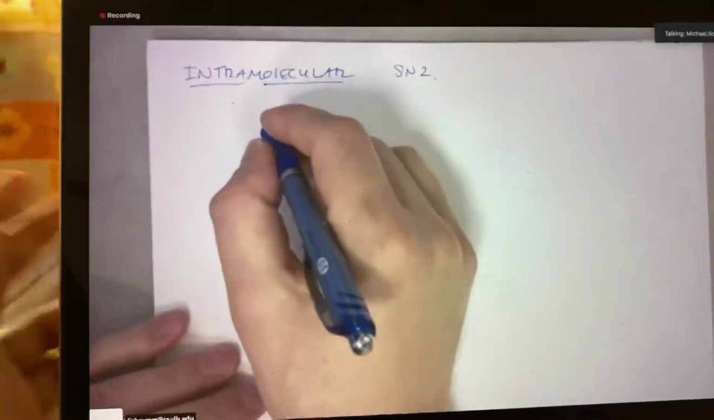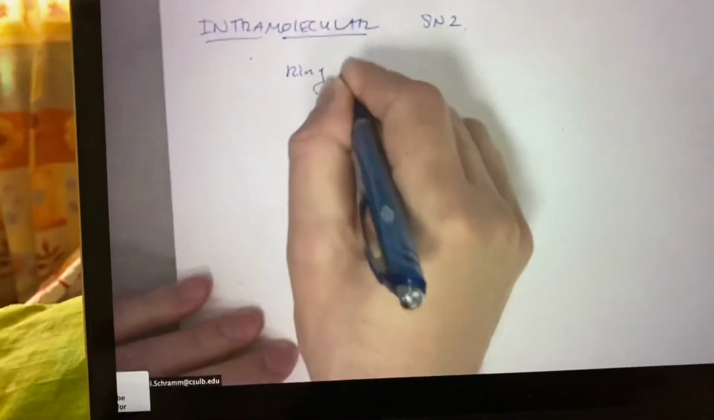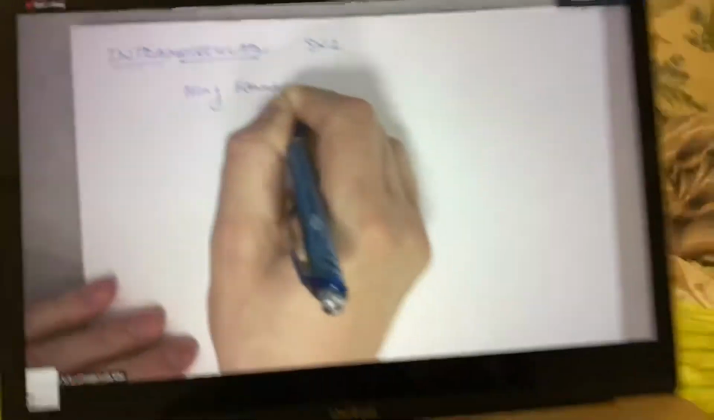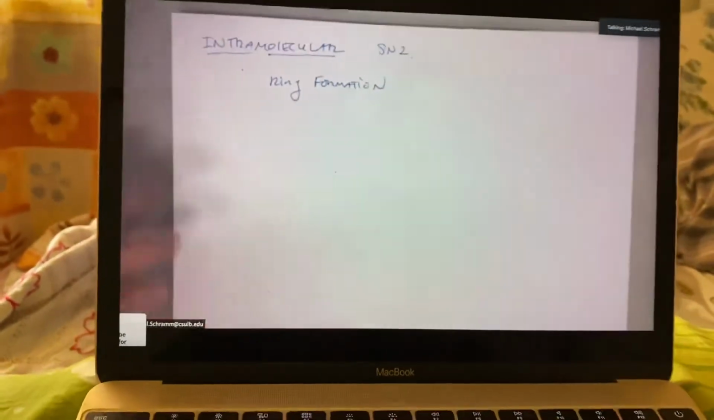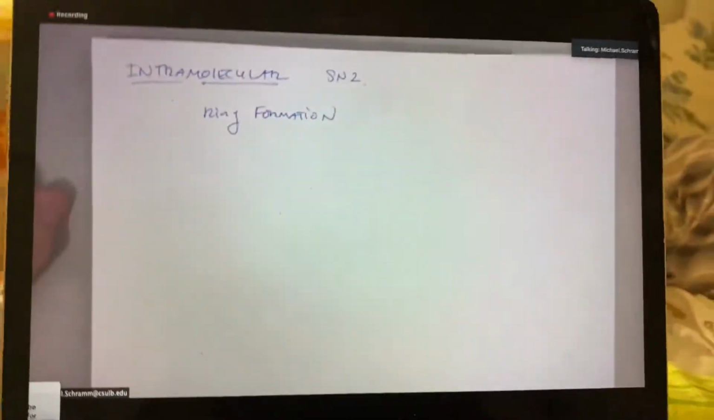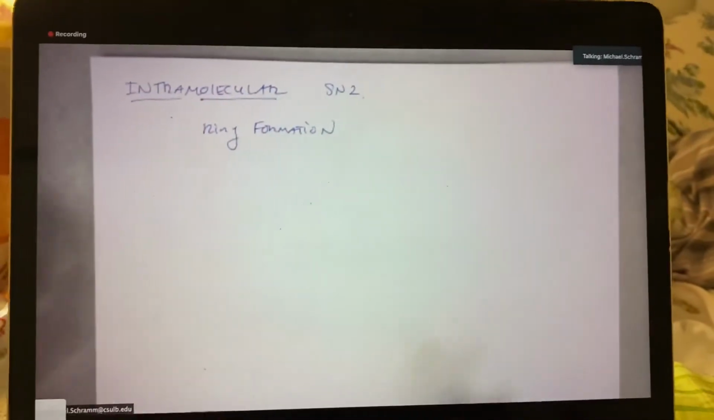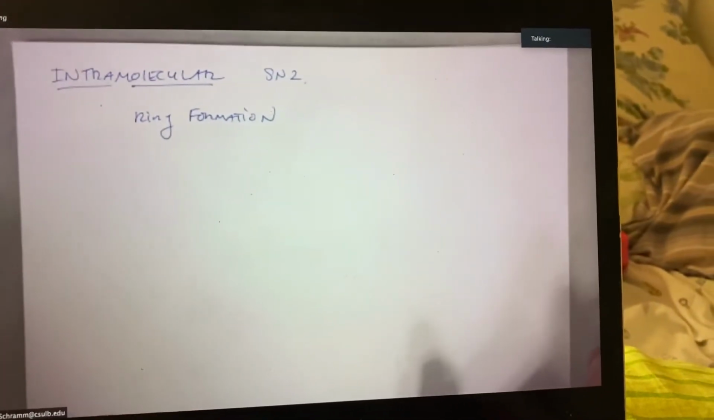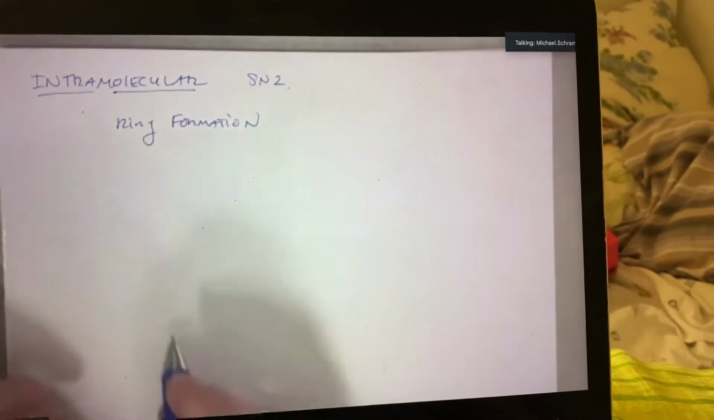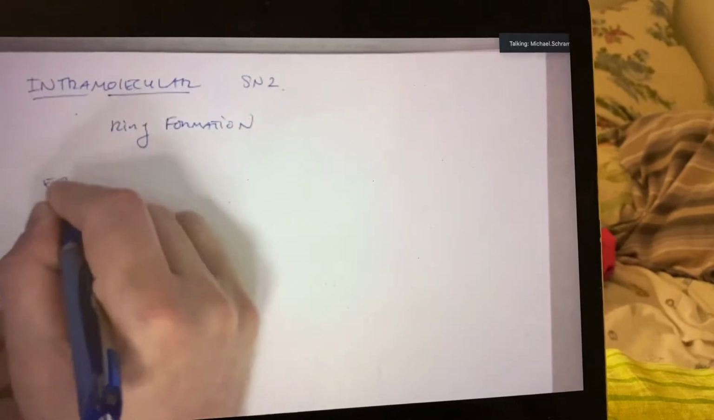and they lead to ring formation. We're going to see molecules where the nucleophile and the leaving group are in the same molecule on different ends of it. And so that's going to lead to molecule reacting with itself. Let's start with epoxides.